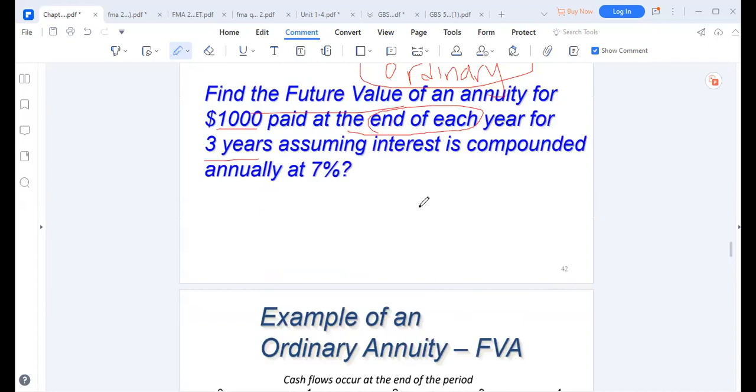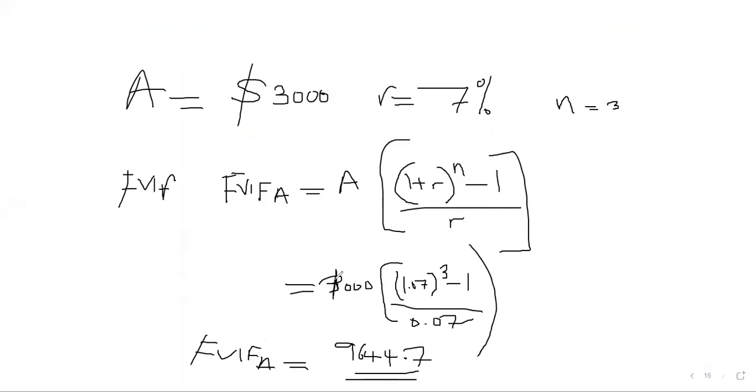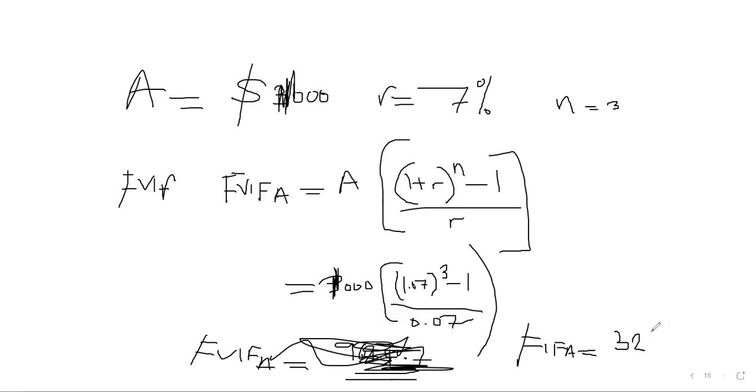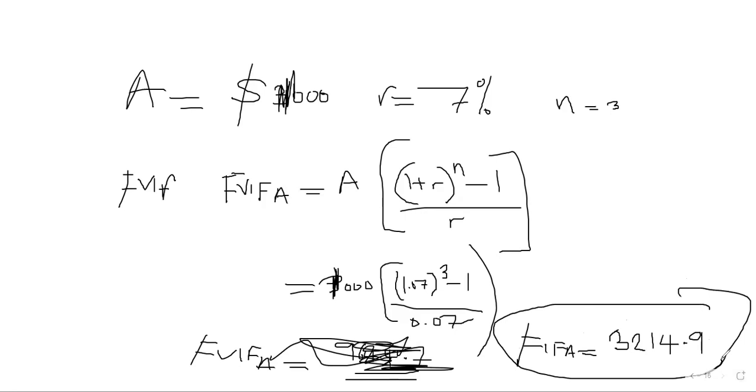So at the end of each year for 3 years, how much was it? Was 3,000 the amount? Okay, so this amount was 1,000, not 3,000. So this is 1,000. So meaning the future value interest factor of an annuity is actually going to give us 1.07 to the power of 3 minus 1, divided by 0.07, times 1,000. The answer is 3,214.9. So this is it on the future value interest factor of annuity that we need to go for, please.